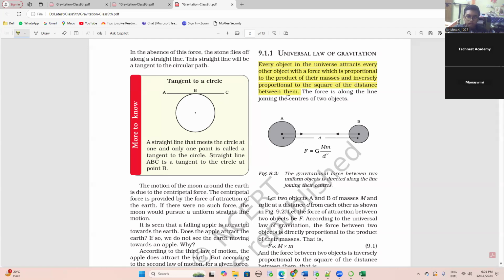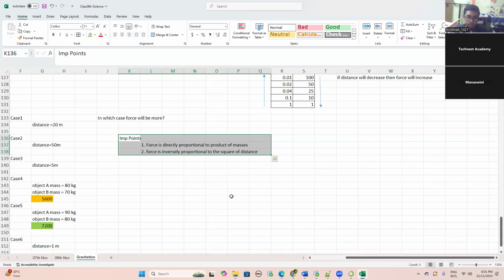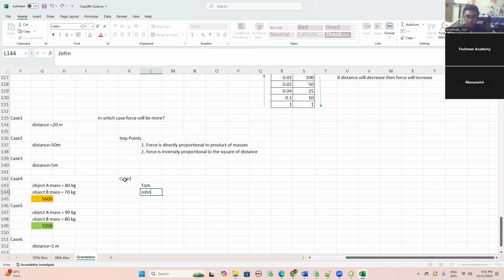Got it? Yes, sir. So now tell me, two friends, one is in Bangalore, another is in Chennai. Case one, we have two friends, Tom and John. Tom is in Hyderabad, John is in Bangalore. Second case, two friends, Harry and Rakesh. Harry is in the US, Rakesh is in India. Suppose they all have the same mass. In which case will force be more? Case 2, sir.